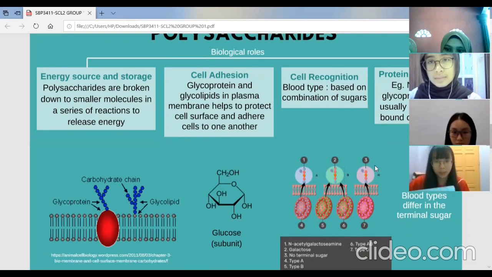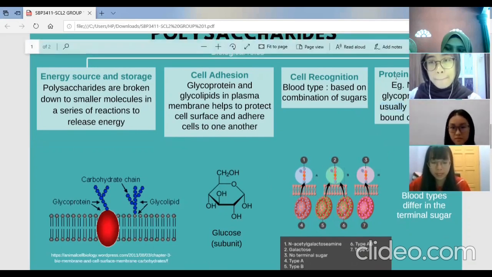The last biological role of polysaccharide is protein transport. So N-linked glycosylation is important, by transferring the oligosaccharide side chain that is composed of multiple sugars to an asparagine amino group. So it is usually membrane bound or secreted. So that's all from me.